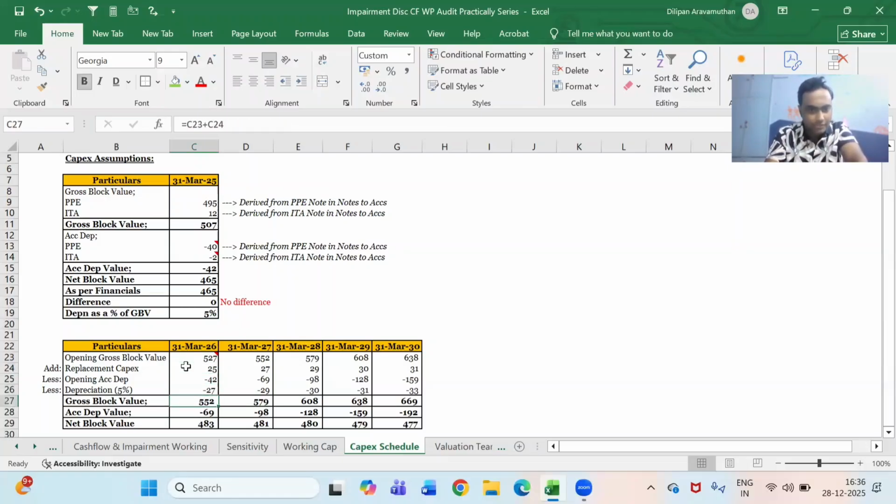So the gross block value is 552. And my accumulated depreciation is 42 of opening plus 27 of current year depreciation, 69. My net block value is 483. And when I take my gross block value for the next year, it would be the closing gross block value of the last year, 552.